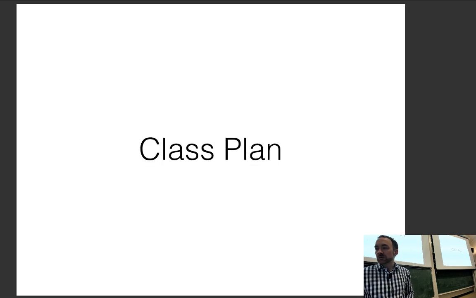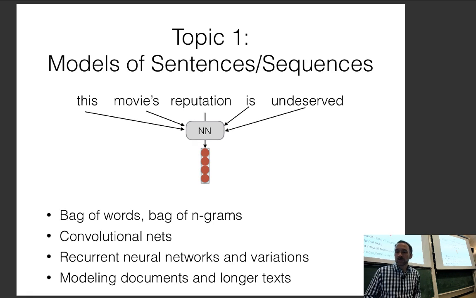So in terms of the class plan, I'm just going to go through this very quickly. It's on the website. We're going to start out talking about models of sentences and sequences, including bag of words, bag of n-grams, and convnets. We're going to talk about recurrent neural networks and variations of them. Near the end of the class, we're going to talk about modeling documents and longer texts. So when you want to move beyond sentences into documents or dialogues or something like this.